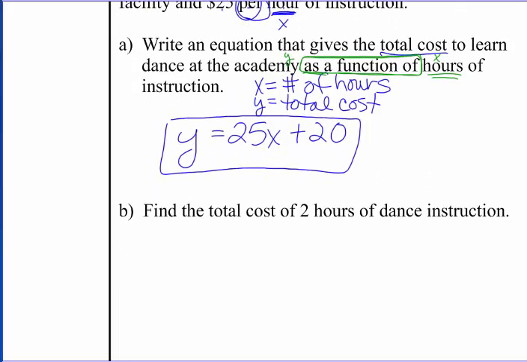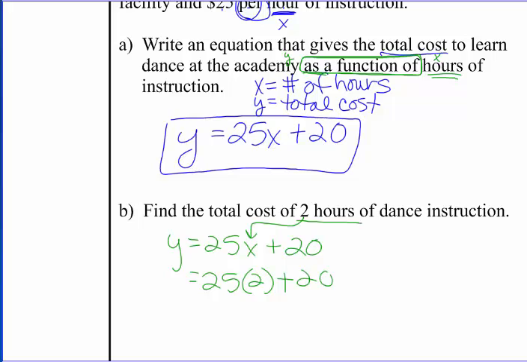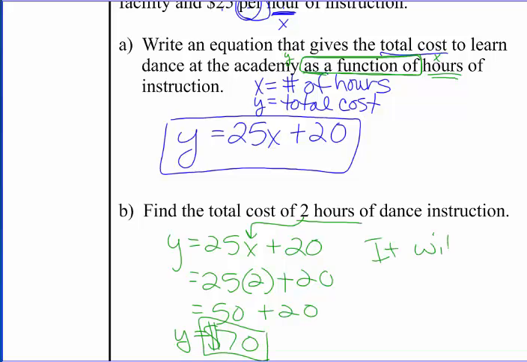Part B asks you to find the total cost for a specific number of hours, in this case 2. So now we take the equation we just wrote, and you plug the 2 into the equation to find your total cost. I plugged in the 2, so 25 times 2 is 50, plus 20, 70. Don't forget your units. We're talking about a total cost, so $70. It will cost $70 for 2 hours of instruction.